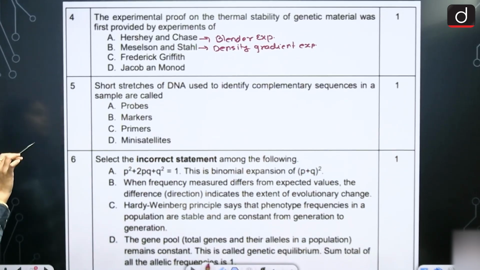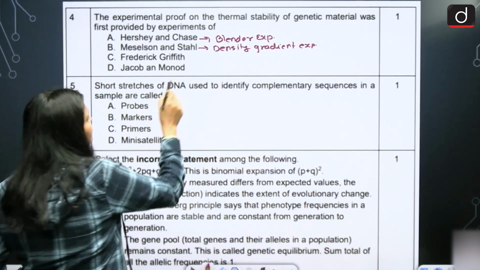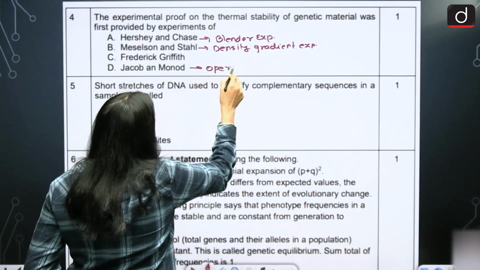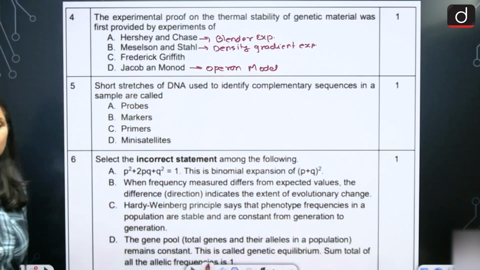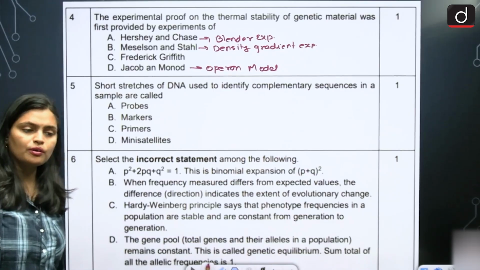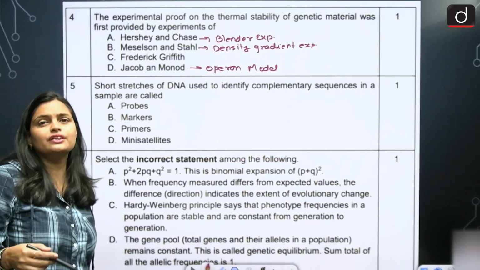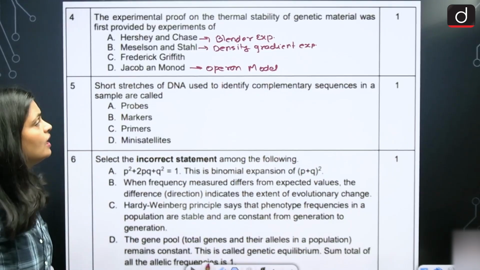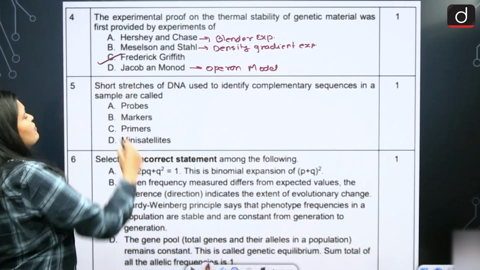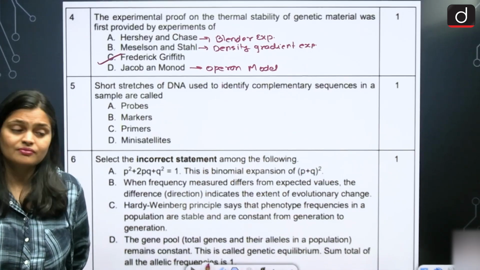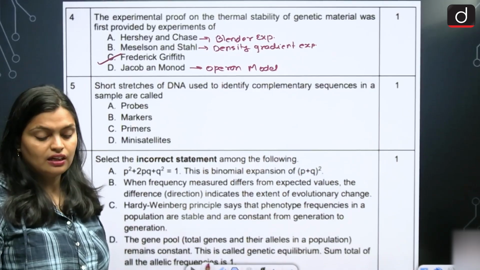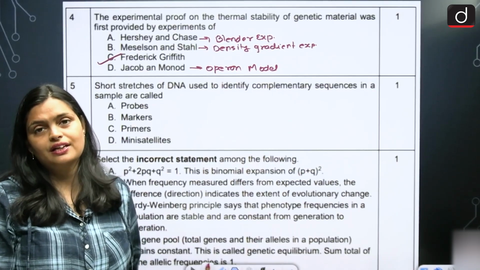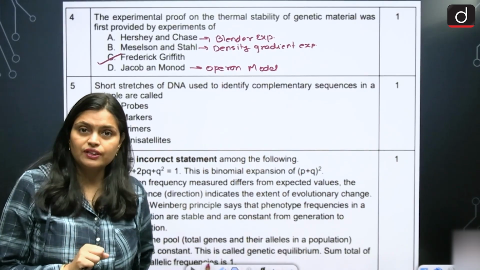Then we have Jacob and Monod. So Jacob and Monod gave the operon model, right? Lac operon model and all, which is related to gene regulation in bacteria. Now we have option C, Frederick Griffith, who performed a ट्रांसफॉर्मेशन ऑफ जेनेटिक मटेरियल, ट्रांसफॉर्मेशन एक्सपेरिमेंट इन्होंने किया था. एंड व्हाट डज ग्रिफिथ विल परफॉर्म?